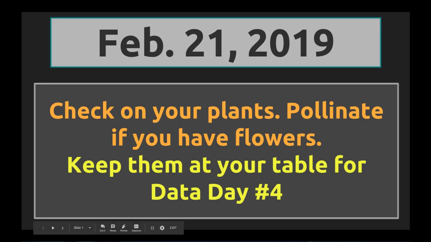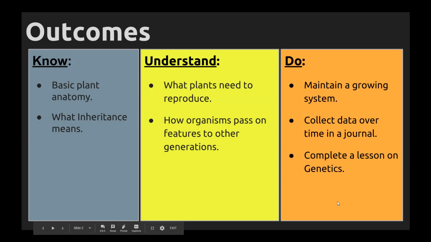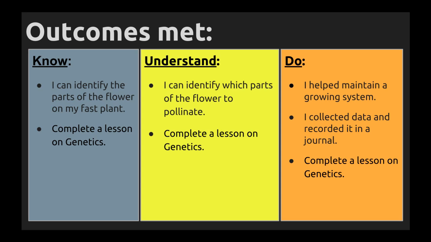Thursday, February 21st. So you're going to check on your plants, pollinate them if you have flowers. Keep them at your table because it is data day number 4, which means that in our outcomes, not only do we need to know basic plant anatomy and what plants need to do to reproduce, we need to maintain that growing system, keep them alive, pollinate to keep them reproducing, as well as go back to our inheritance genetics.